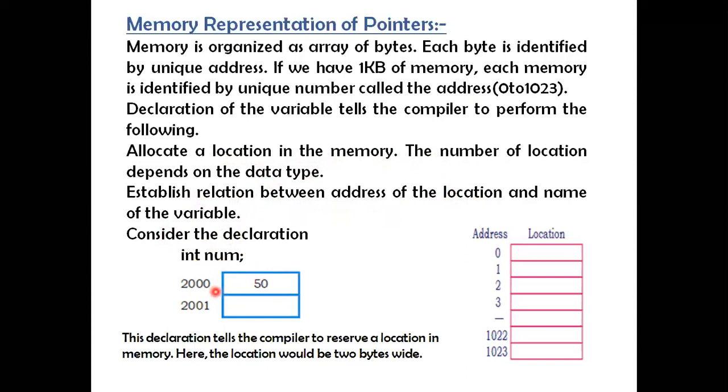Now have a look at this. 2000 is a memory address and 2001 is a memory address. So how many bytes are there? 2 bytes. Why have they given 2 bytes? Because the integer data type occupies how many bytes? 2 bytes. For that purpose, there are 2 rows, the first one and the second one. 50 is a value which is given by the user. So what is the name of the variable? Num. So what is the address? 2000. Right.